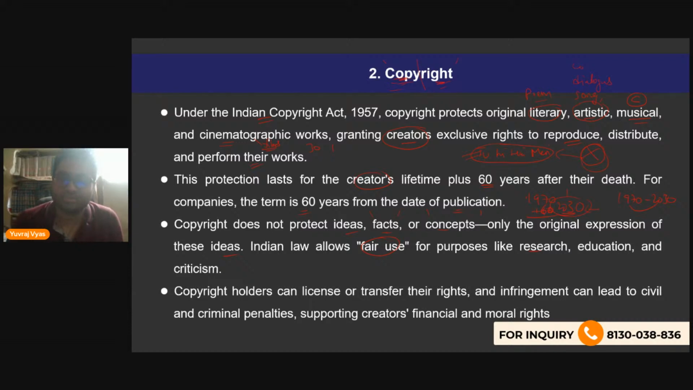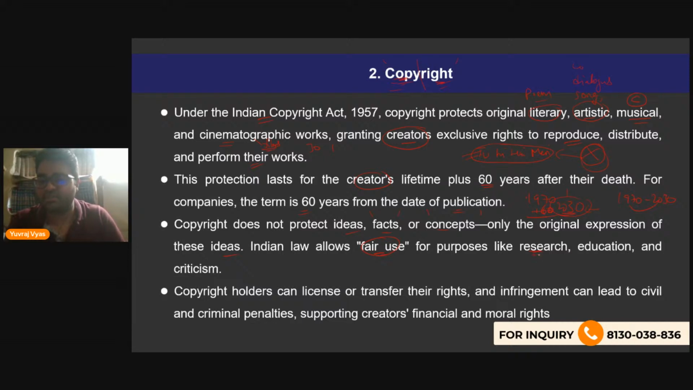Suppose there's a song. Now you must have seen parodies being made, or a certain clip of a video or a cinematographic work copied, and then something else is made on that, let's say a 10 or 15 second clip. Now this is not copyright infringement. Why? Because this will come under the exception of fair use.